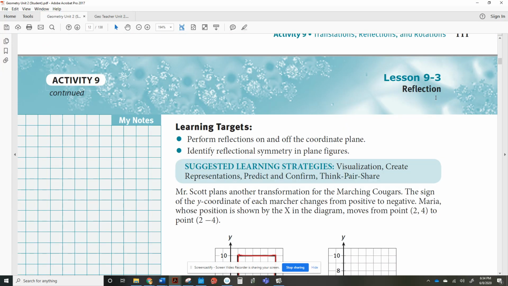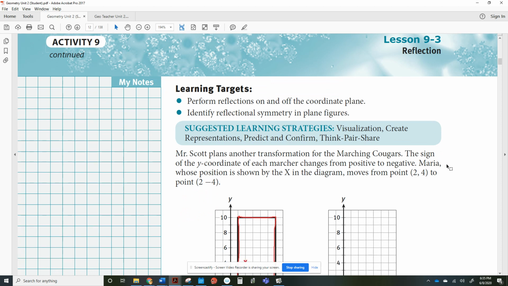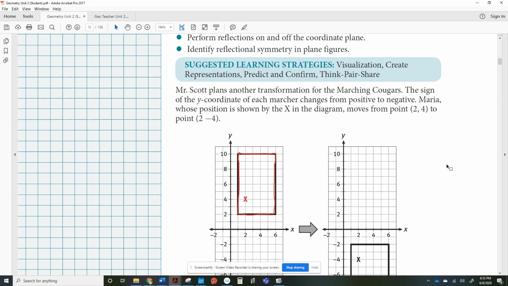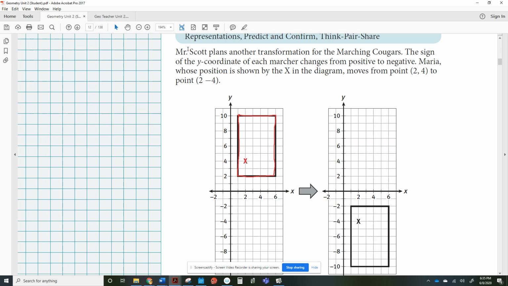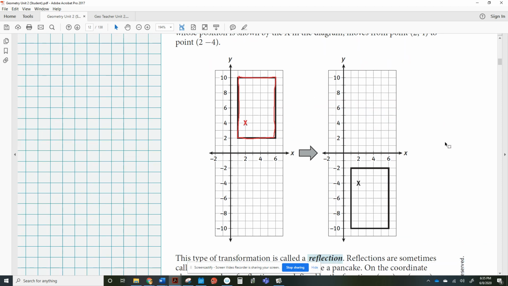All right, we're doing 9-3, which is on the transformation reflection. I am on page 112 in the Springboard book. So you read the problem and you've got this rectangle here.